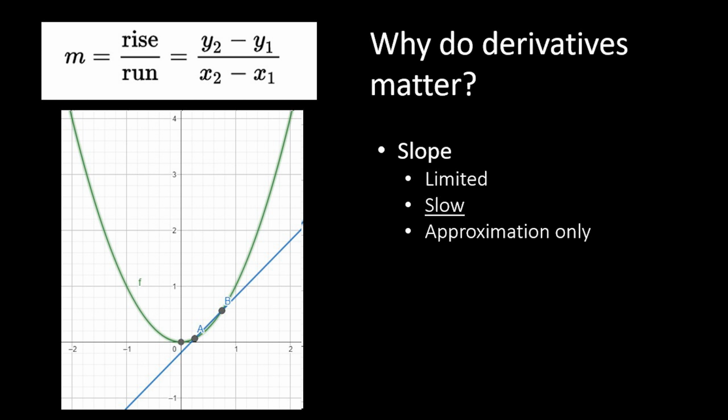Now you may be asking yourselves, why do derivatives matter when you could use slope in order to calculate them? Well, as you saw earlier, slope is only an approximation. It's not an actual value for the instantaneous rate of change at a point. It's very limited and can be very time consuming compared to taking a derivative.